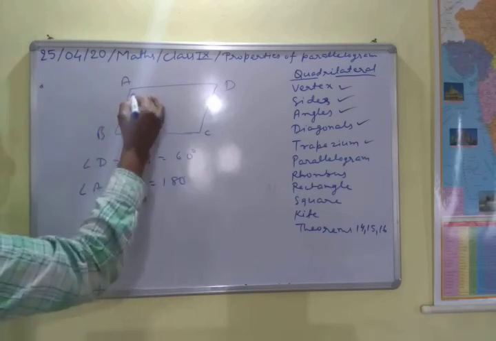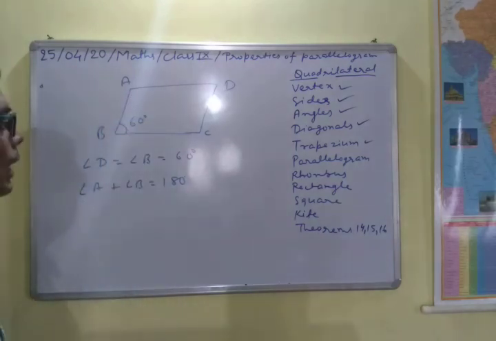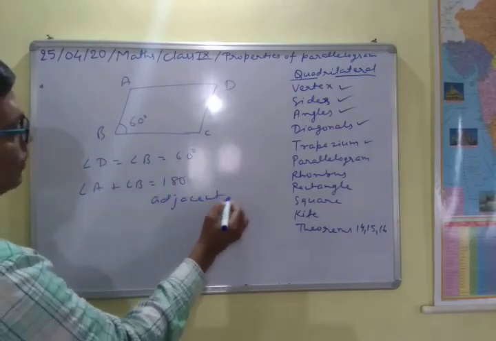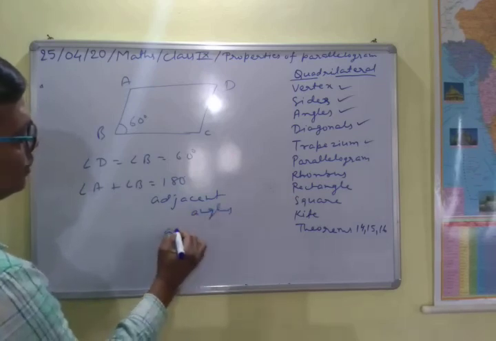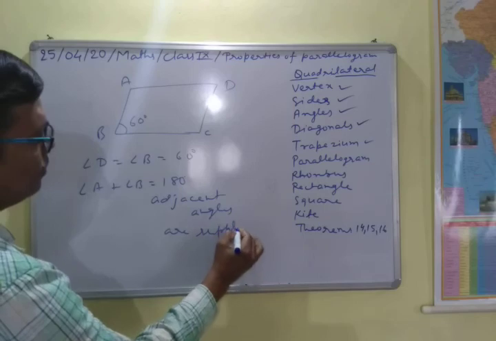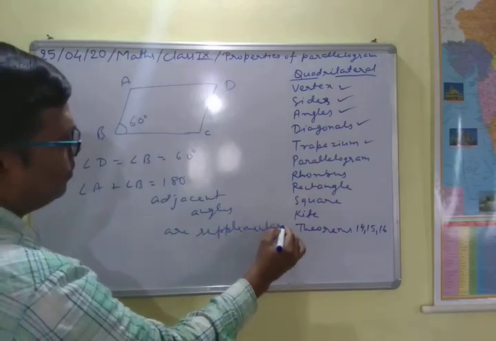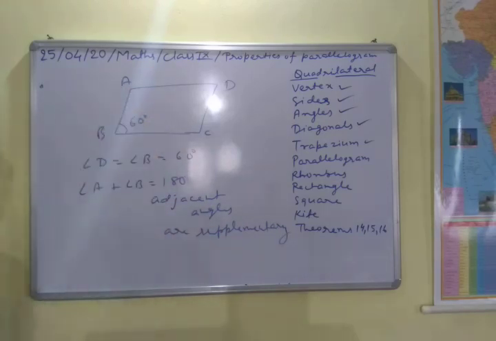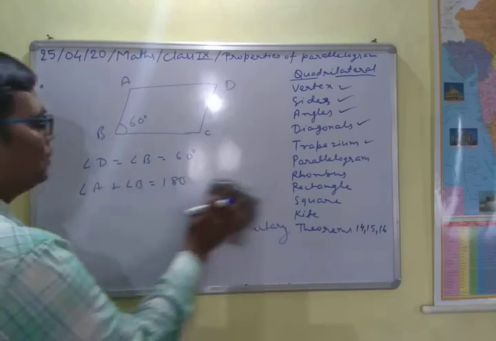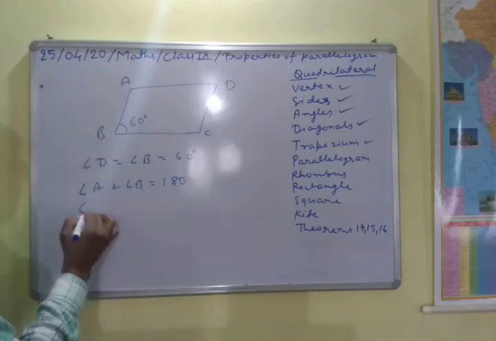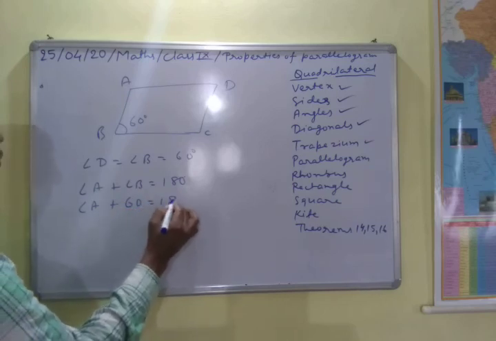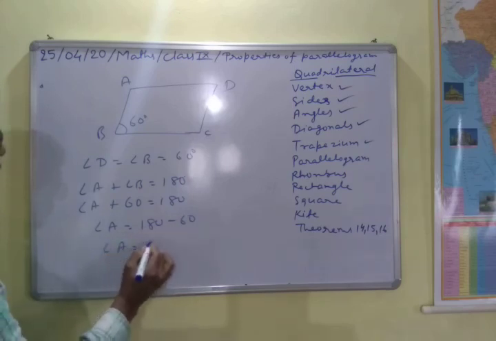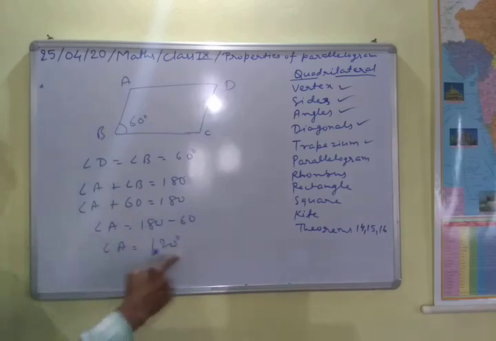Or you can say that these two are adjacent angles, and in a parallelogram the adjacent angles are supplementary. Supplementary means that the sum of two angles is equal to 180 degree. So that is why we can write that these two sum to 180, and angle A plus 60 equal to 180. Therefore, angle A equal to 180 minus 60. That is angle A equal to 120 degree.